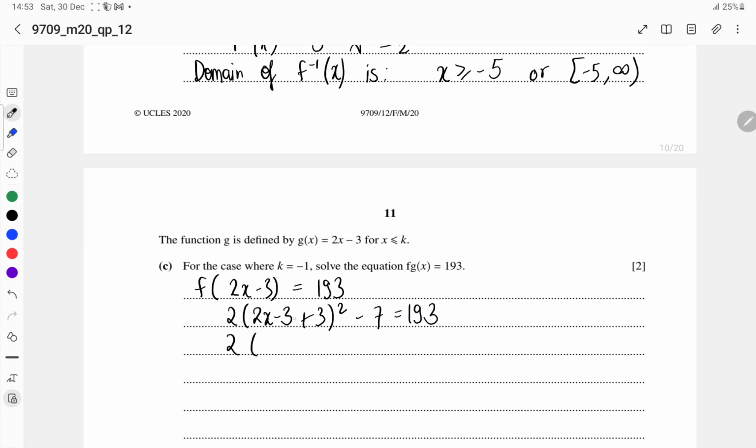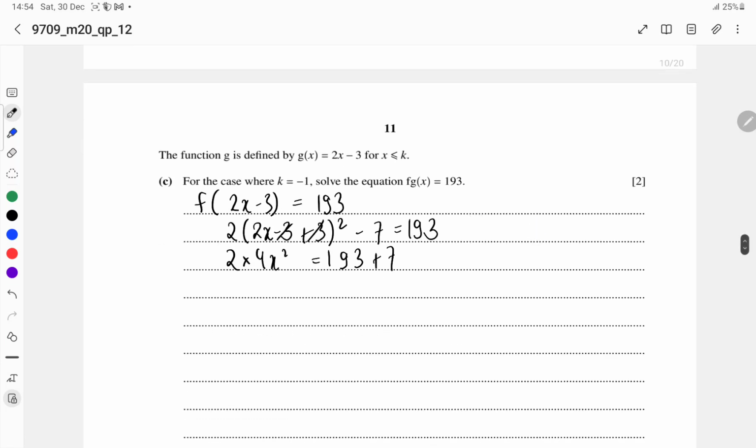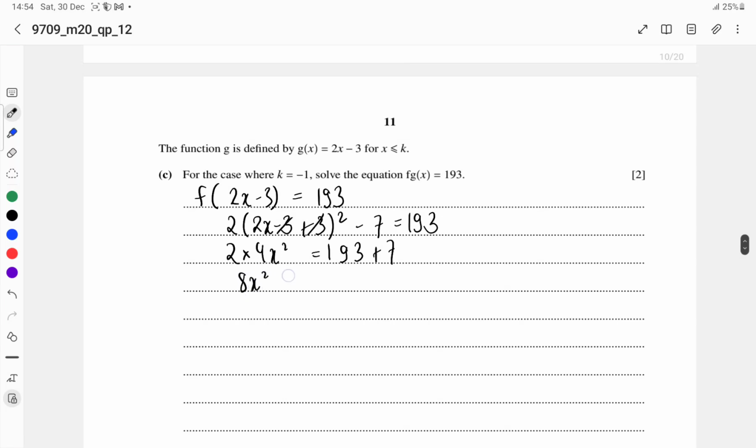And after, 2 times minus 10 plus 3 are going to cancel out. They are going to cancel out, and then afterwards it's going to be 2x square, which is equal to 4x square. It's going to be 193 plus 7. What's 193 plus 7? 193 plus 7 is 200, right? Then 8x square is going to be 200. x square is going to be 200 over 8, which is simply 25. So x is going to be equal to plus minus 25.